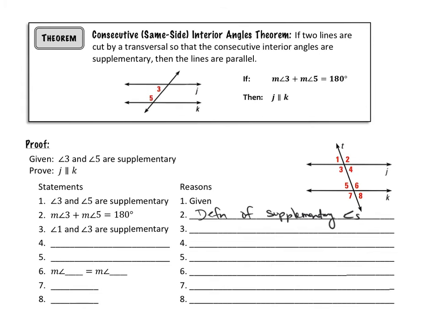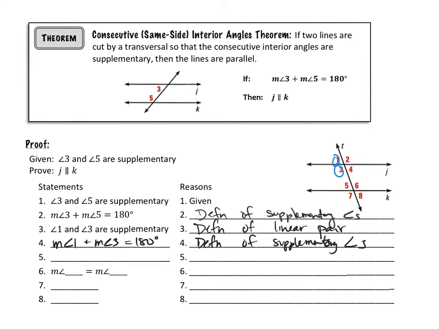Statement 3 is another statement in words, but it's not given. So now we have to go look at the diagram. Angle 1 and angle 3 are adjacent angles and they form a linear pair. So I can make this statement based on the definition of linear pair. And then, just like statement 2, I can convert this into an equation. So the measure of angle 1 plus the measure of angle 3 must equal 180 degrees. And that is the same definition of supplementary angles that we used in statement 2.